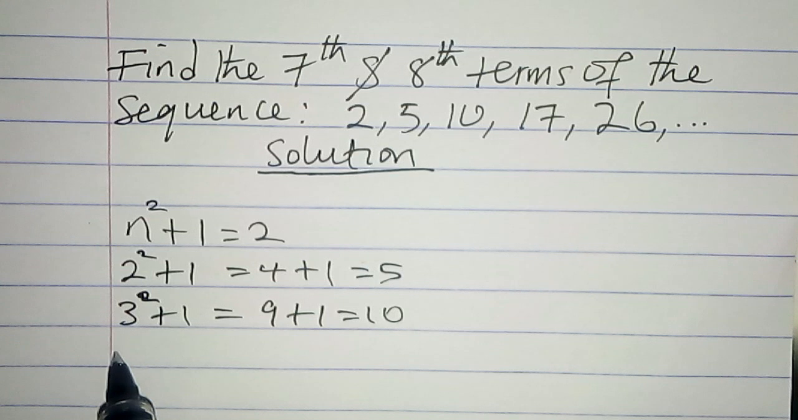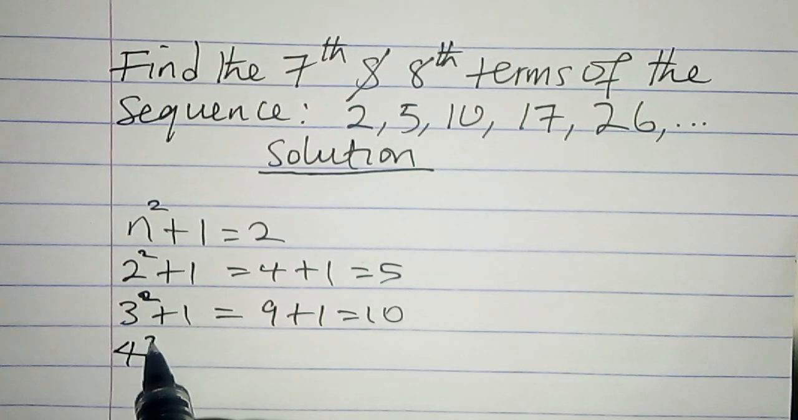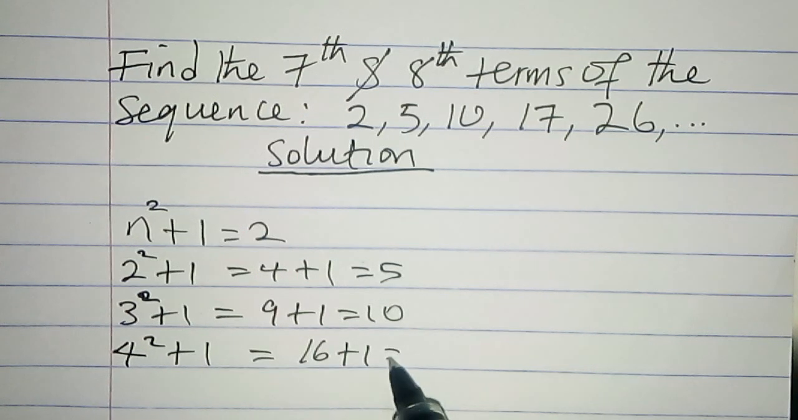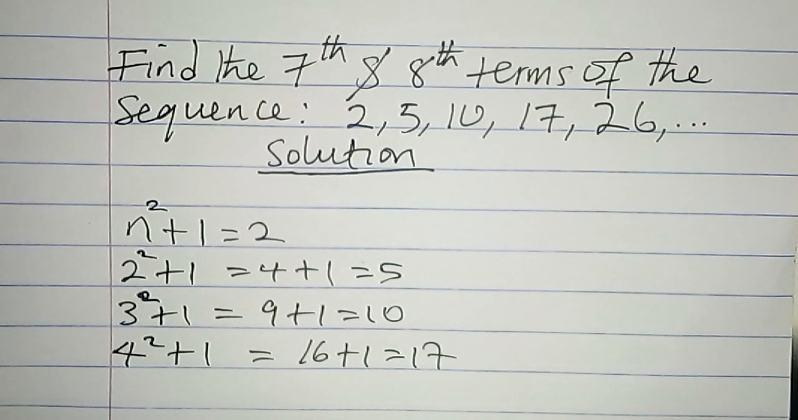All right, for the fourth term, n is equal to 4. 4 squared plus 1. 4 squared is 16. 16 plus 1 is equal to 17. So meaning that this pattern is working. N squared plus 1 is the pattern.